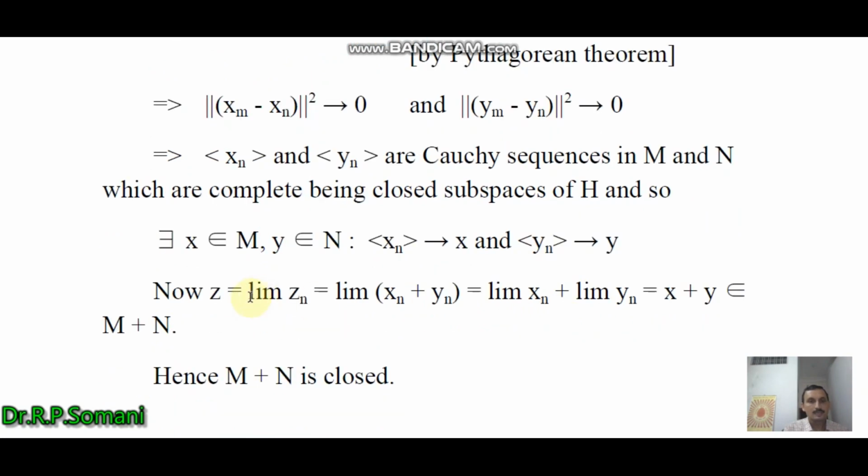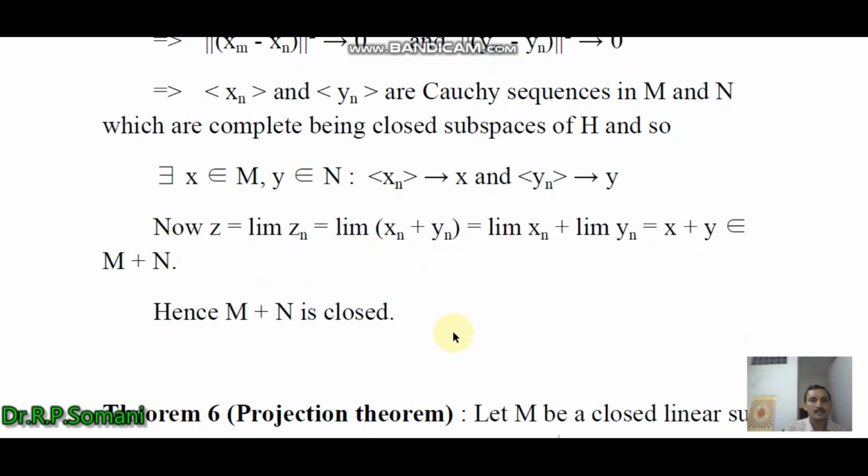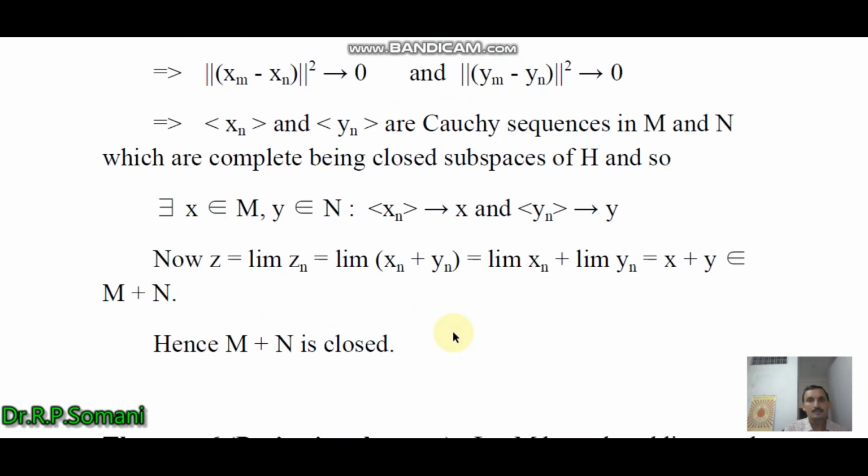Now Z equal to limit Zn equal to limit of Xn plus Yn equal to limit Xn plus limit Yn equal to X plus Y belonging to M plus N, and hence M plus N is a closed set.